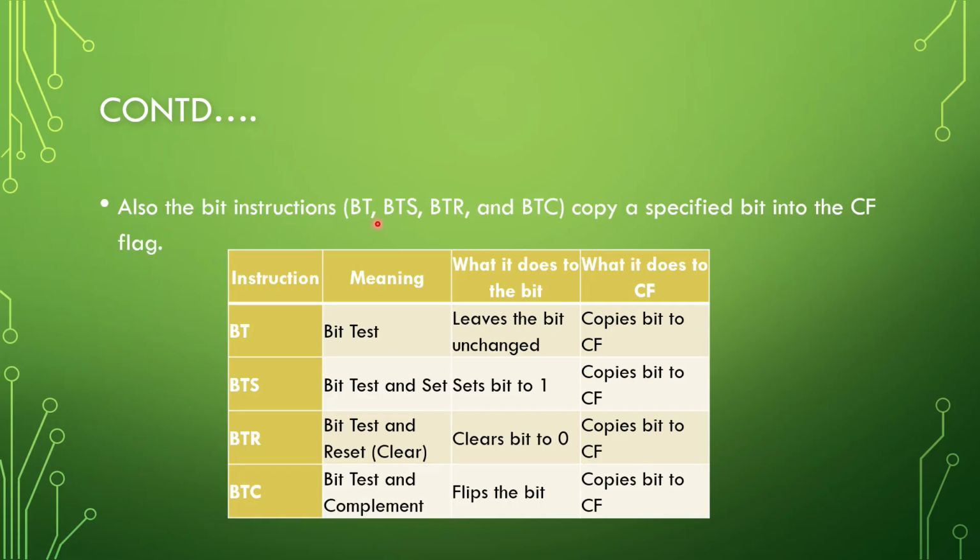Also the bit instructions BT, BTS, BTR and BTC copy a bit into the CF flag. What is BT? It is bit test. BTS is bit test and set. BTR, bit test and reset. BTC, bit test and complement. T stands for test, S stands for set and C stands for complement. So the table shows what it does to the bit and what it does to the carry flag, and how the carry flag will be changed using these instructions.